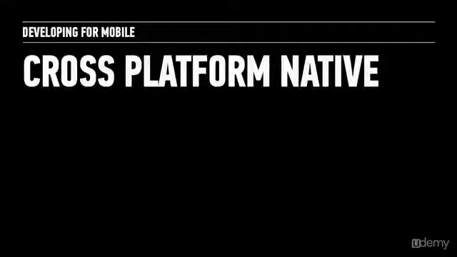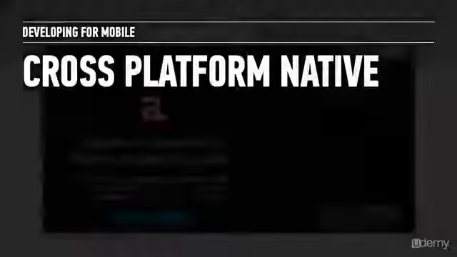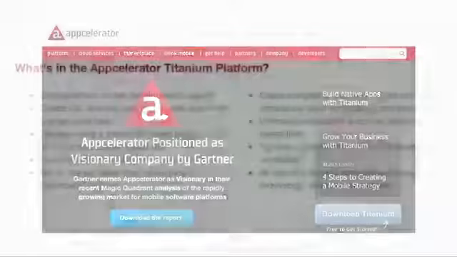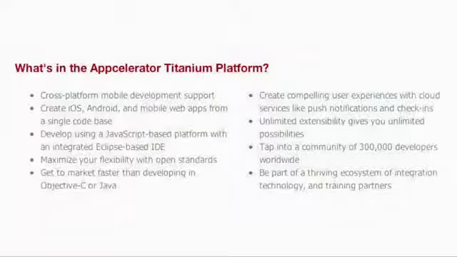However, the next level you should consider is the idea of getting a cross-platform but native-looking device. With cross-platform native, a good example of this would be Accelerator by Titanium. I would argue that Titanium is probably the leader in this field at the moment. Let's have a look very quickly at what it is. What's in the Accelerator Titanium platform? It's basically a way to create mobile applications using JavaScript.